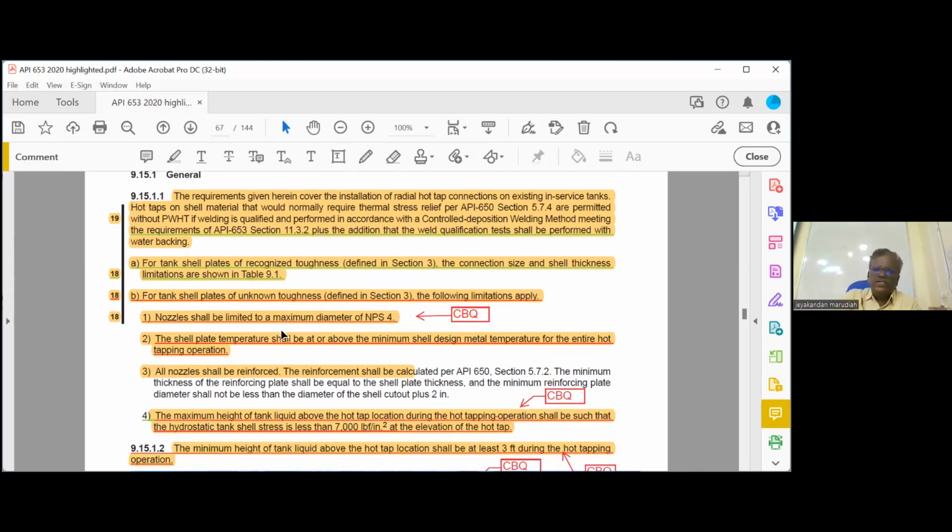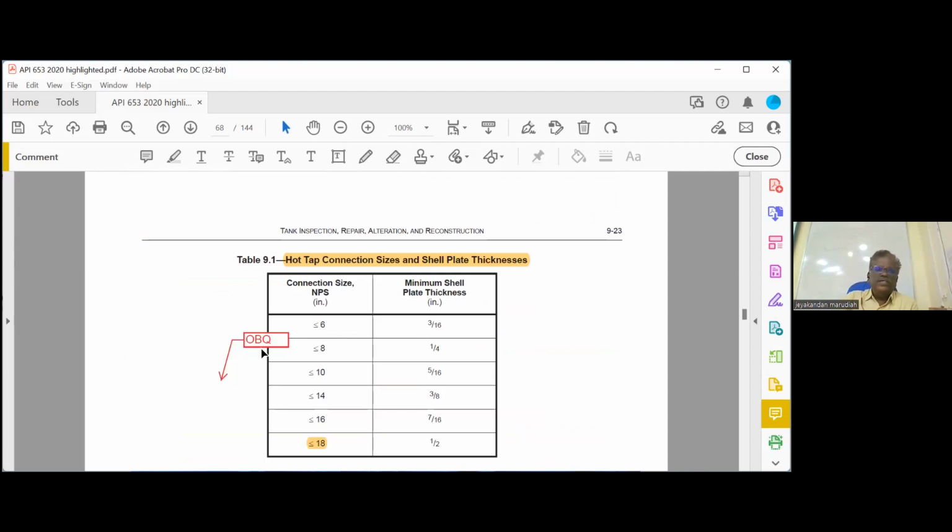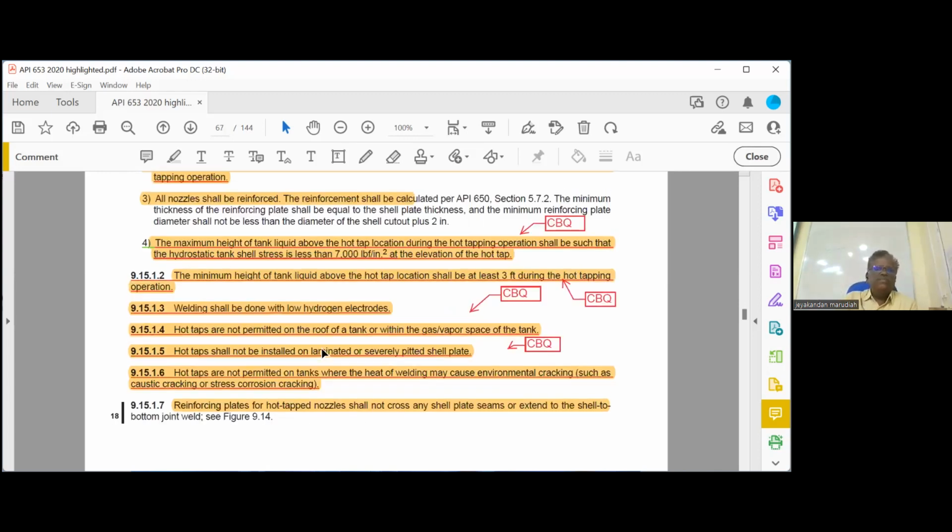So this is the next page, 9.1. This is the table. I told you the maximum allowed is 18 inches, even if the thickness is half an inch. If the thickness is 3/16, 6 inch allowed. 1/4 inch, 8 inch allowed. This table is an open book question. If it is known toughness, you have to follow this table. Then previous, come back.